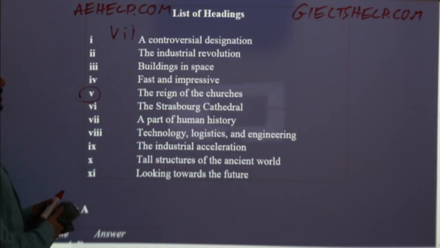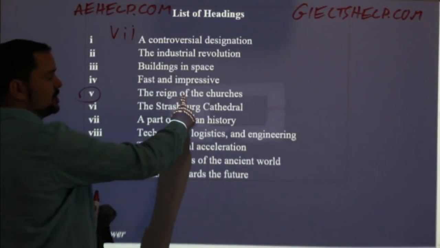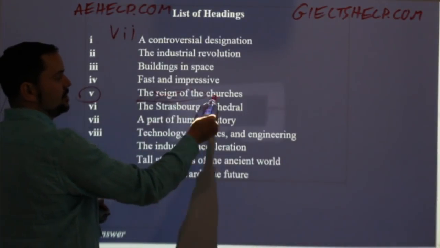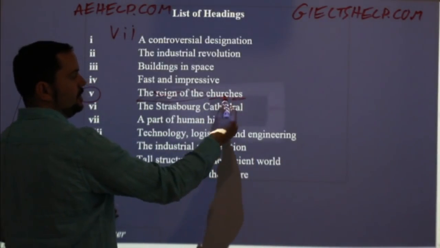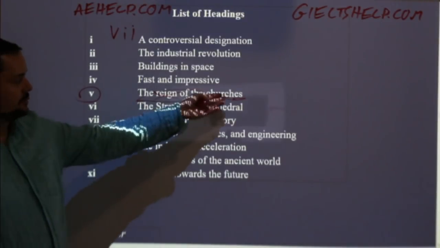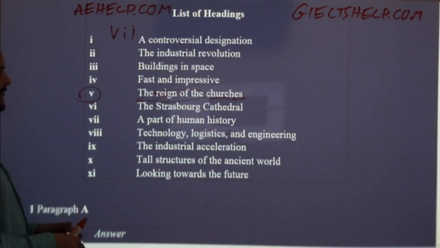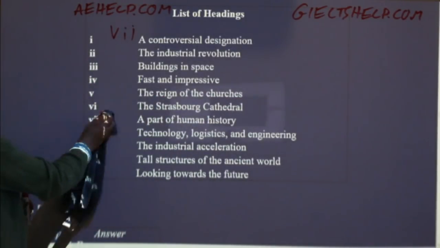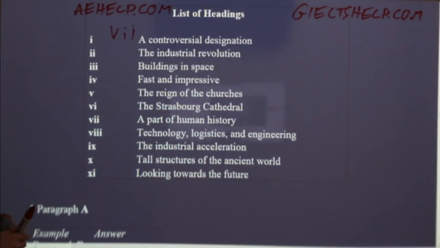So the best answer here is the reign of the churches, so the rule of the churches. Even if you don't understand this part, just churches, plural, and seeing that the paragraph talks about multiple churches is a great logic for that one. So definitely choose number 5.